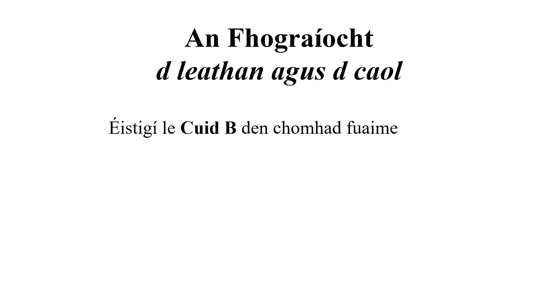An Fhoghraíocht, dí leathan agus dí caol. Pronunciation, broad D and slender D. Listen to part B of the sound clip. In this sound clip, we're going to be listening to a selection of words with both broad and slender D's. Listen carefully and see if you can detect the difference between the two. It's a very subtle difference, so don't worry if it's difficult to differentiate between them.